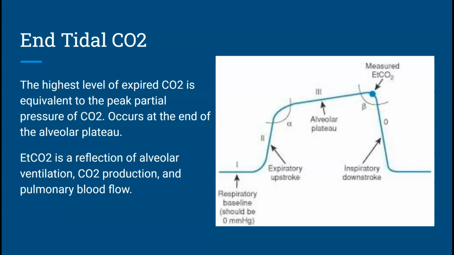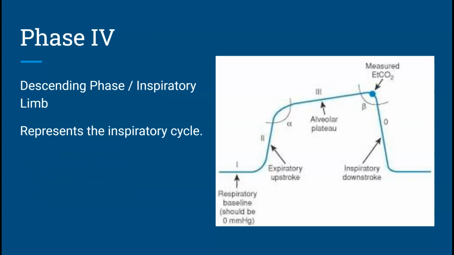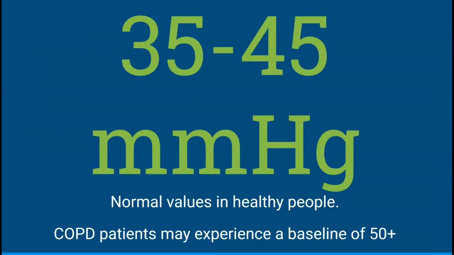This number pretty much tells you how well the alveoli are being expanded, how well blood flow is getting to the lungs, and how well your mitochondria are actually utilizing oxygen in order to create energy for your body, and therefore creating carbon dioxide. As you have this sharp downstroke, that's when you breathe in, and it's not picking up any carbon dioxide because obviously you're bringing oxygen in. This is your normal value.